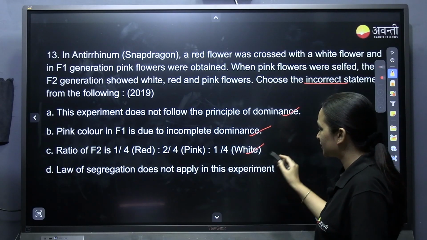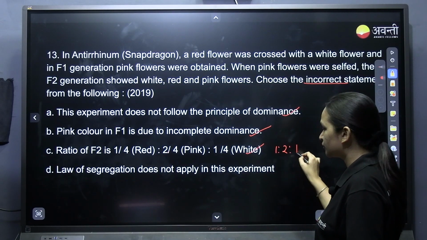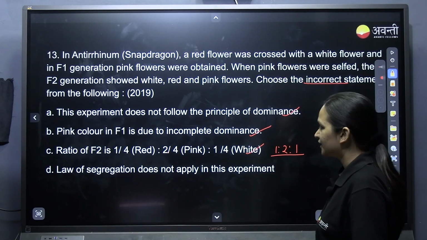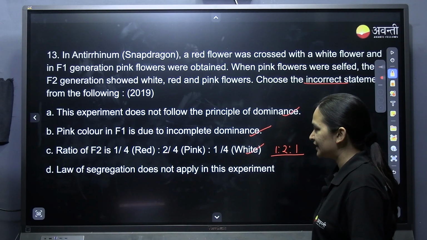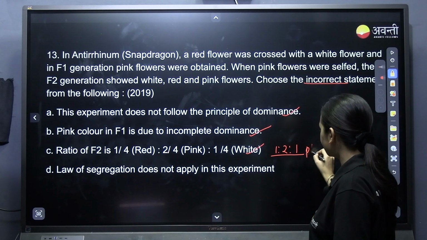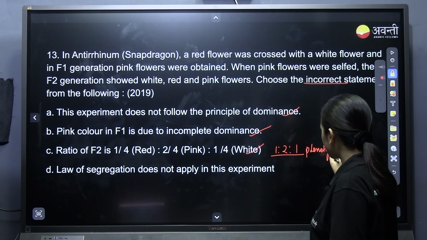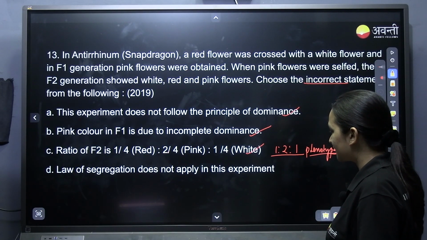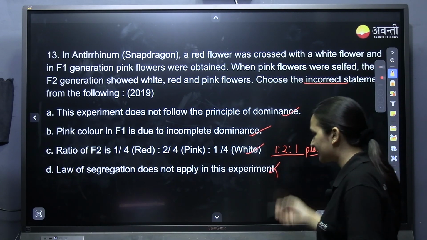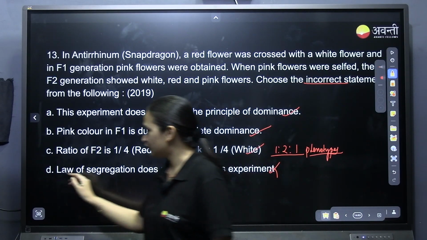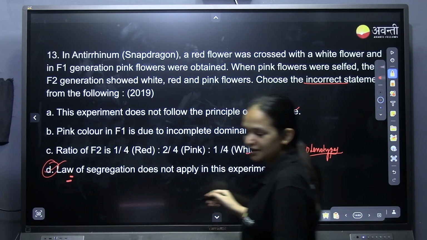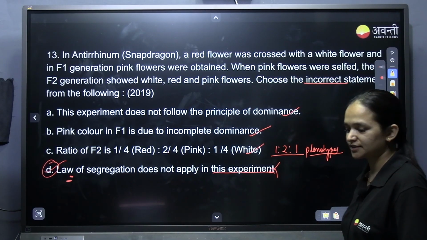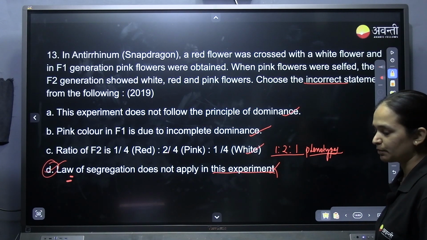Which means 1:2:1. Yes, 1:2:1 is the ratio. True. And the ratio of the phenotypes. And the law of segregation does not apply in this experiment. Why? The law of segregation does apply. So D is the wrong statement. This statement is wrong. The law of segregation applies. Why would it not apply?